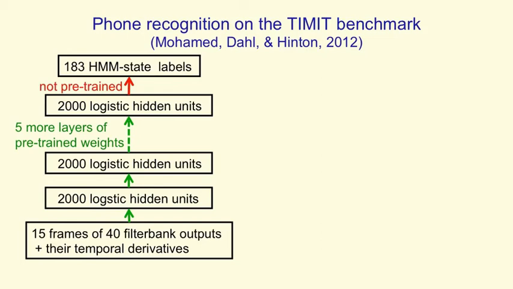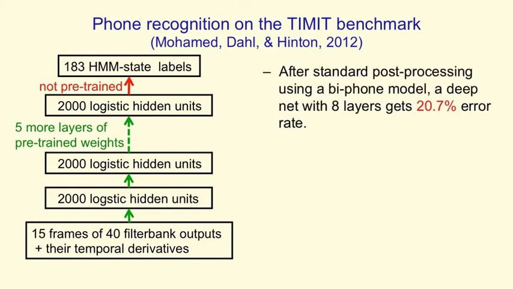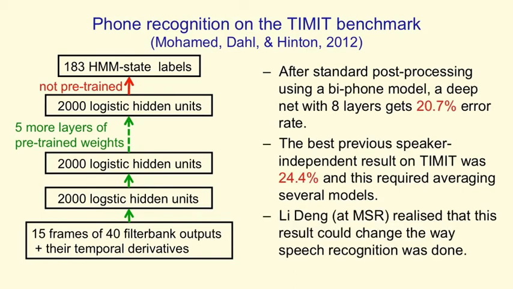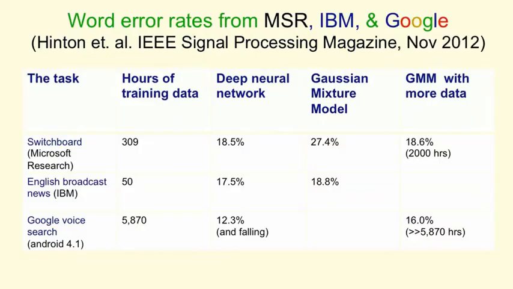After standard post-processing, they got a 20.7% error rate on a very standard benchmark, which is kind of like the MNIST for speech. The best previous result on that benchmark for speaker-independent recognition was 24.4%, and a very experienced speech researcher at Microsoft Research realized that that was a big enough improvement that probably this would change the way speech recognition systems were done, and indeed it has.